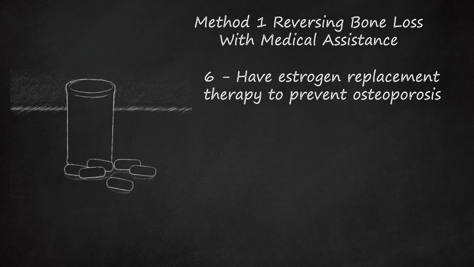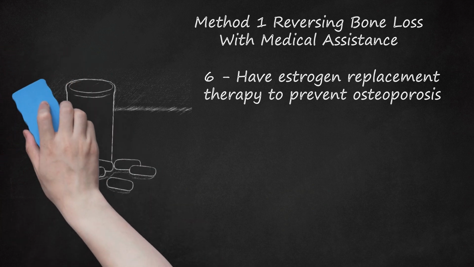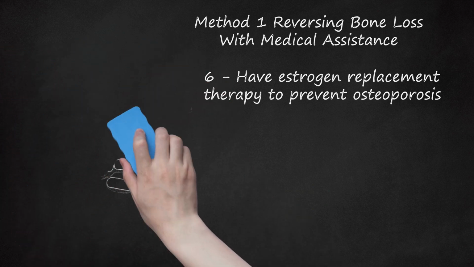Estrace, 1-2 mg daily for 3 weeks. Premarin, 0.3 mg daily for 25 days. The following are estrogen skin patches that are also used in estrogen replacement therapy. These patches are worn on the stomach, below the waistline. Alora, Climara, Estraderm, Vivelle.